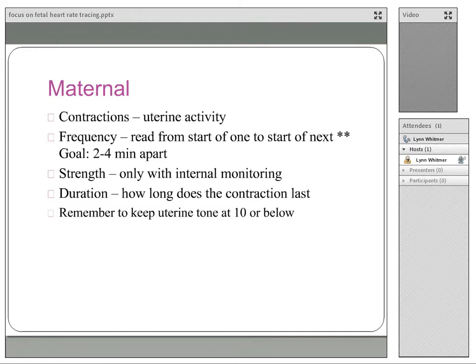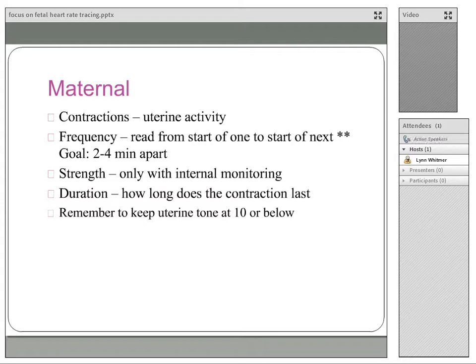We may not necessarily see that in a turtleneck sweater. The depth of the turtleneck doesn't get any less, but it does stretch open. So if that helps you a little bit, okay. If it made you more confused, I apologize. So uterine activity, we're watching the contractions.